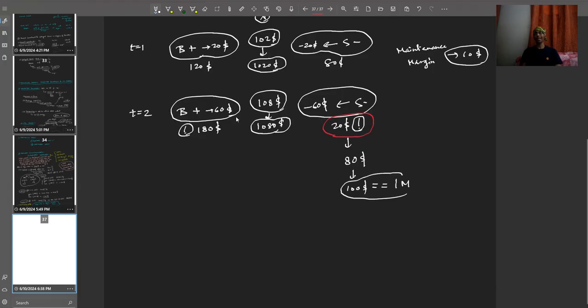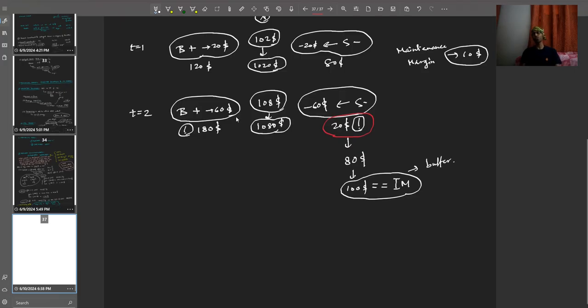So once the maintenance margin is breached, it is not the maintenance margin that has to be reached. It is the initial margin that has to be reached. This is just to have a buffer.